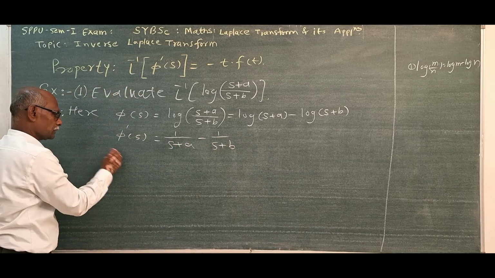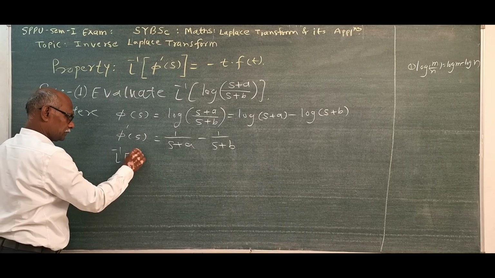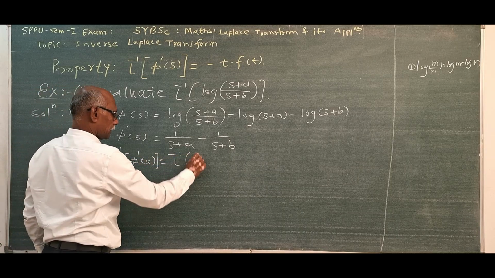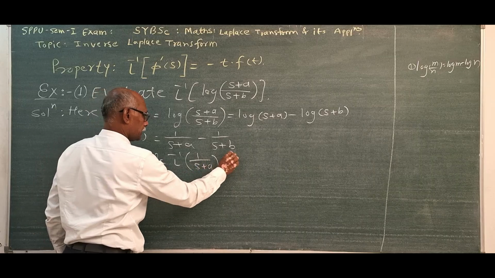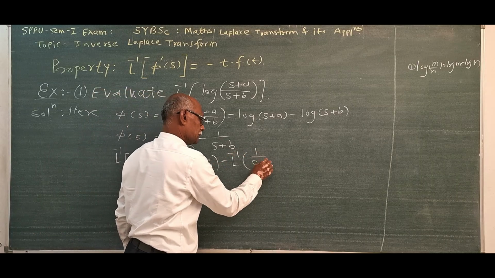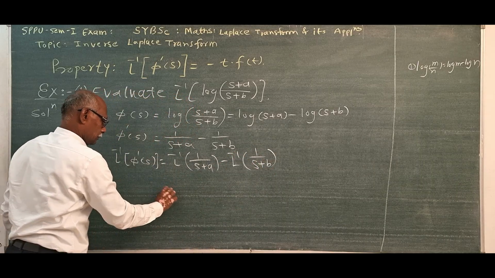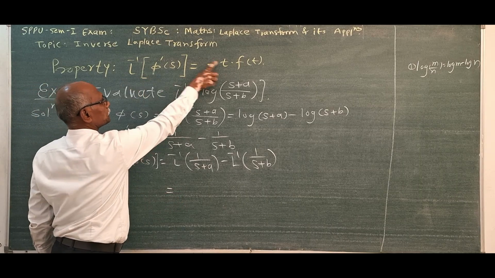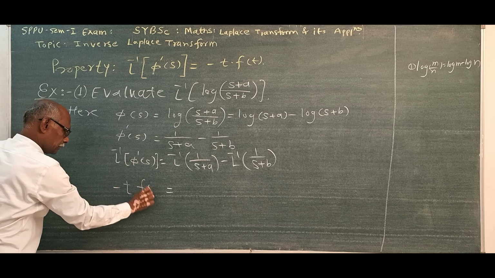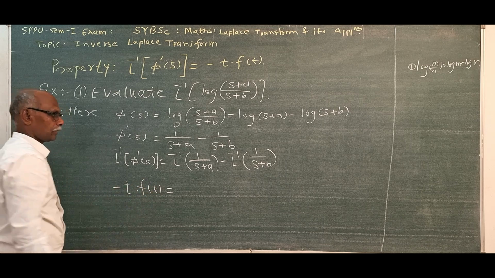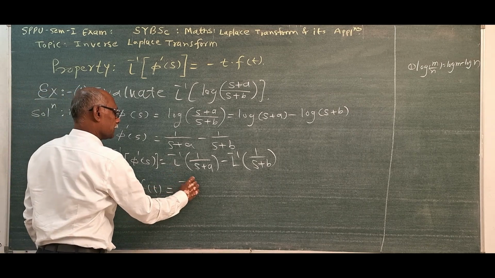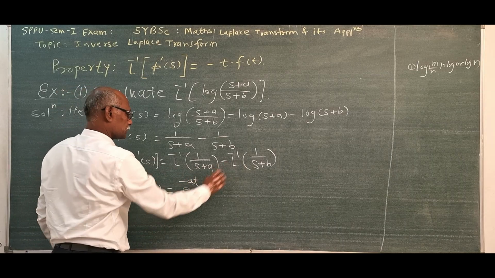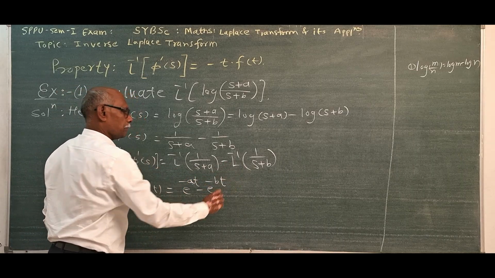And then we take inverse Laplace on both sides. So we get inverse of phi dash is equal to L inverse of 1 upon (s plus a), and here L inverse of 1 upon (s plus b). So this value is replaced by the property: L inverse of phi dash is minus t times f of t. So immediately we write minus t f of t. And here L inverse is e raised to minus at, this is a standard formula. And this is also e raised to minus bt.